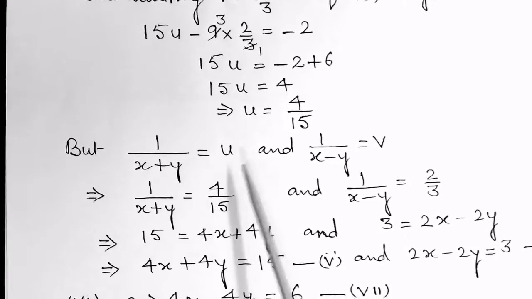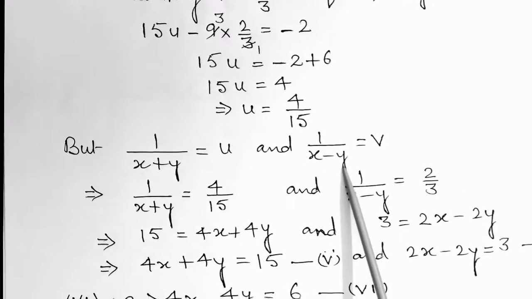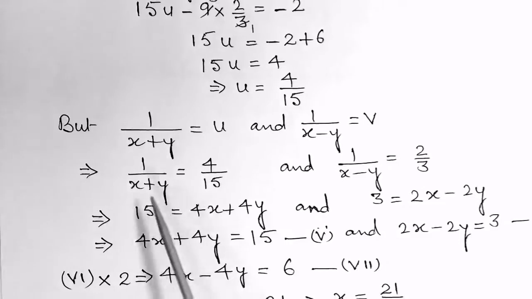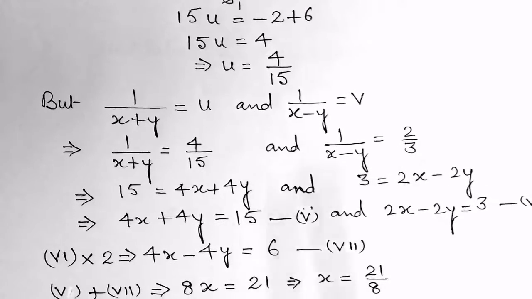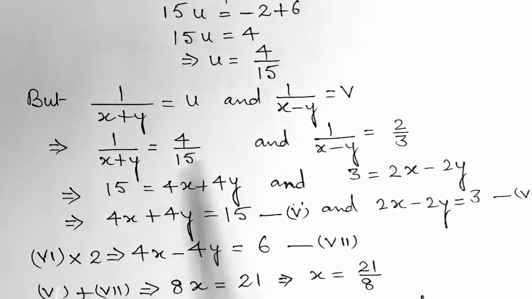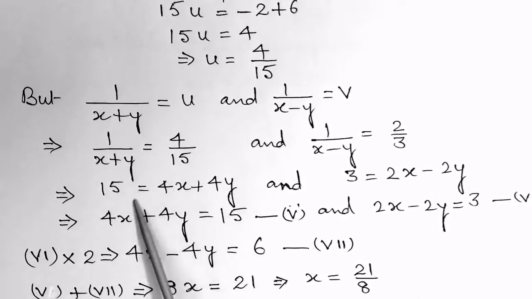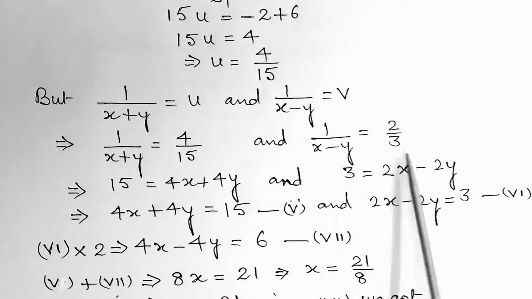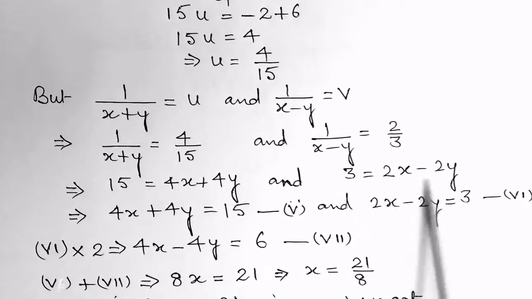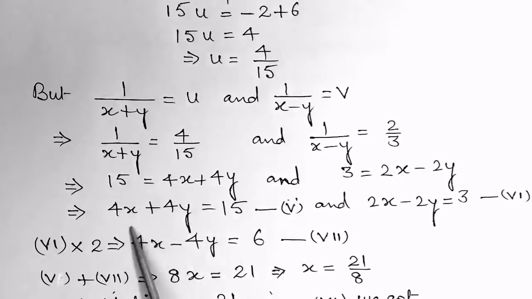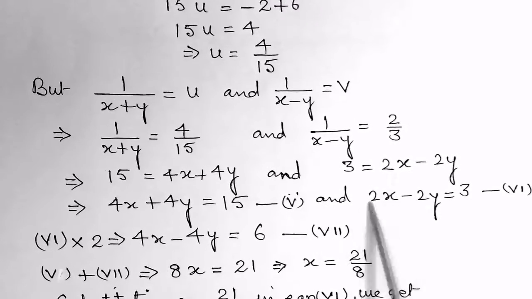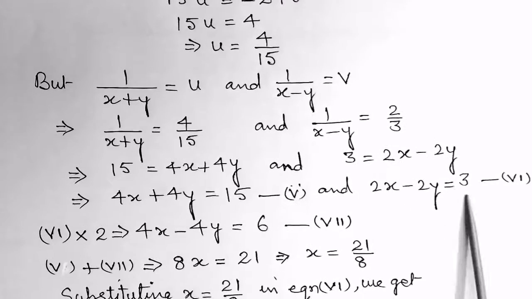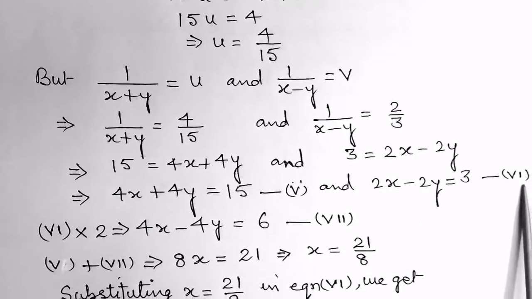But 1 over x plus y is equal to u and 1 over x minus y is equal to v. Right? So put the values of u and v, 4 over 15 and 2 upon 3, cross multiply. So you get 15 is equal to 4x plus 4y and 3 is equal to 2x minus 2y. Or I can write 4x plus 4y is equal to 15. Suppose this is equation 5. And 2x minus 2y is equal to 3. Suppose this is equation 6.